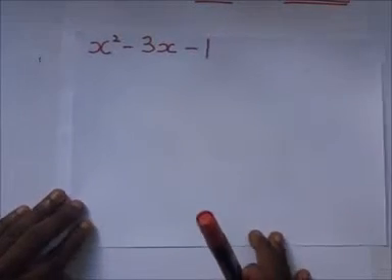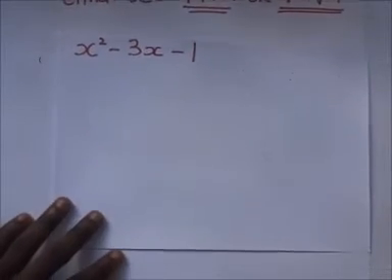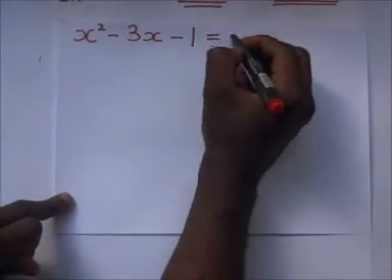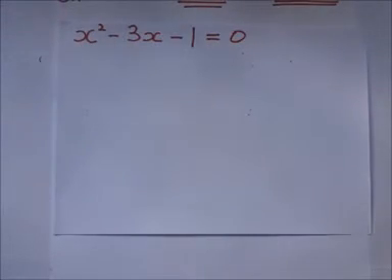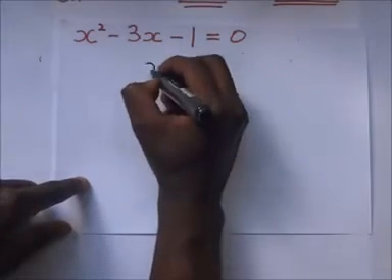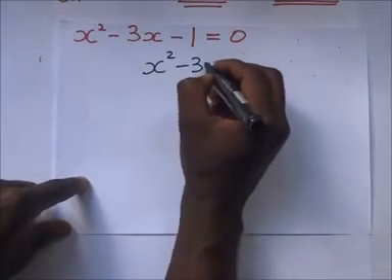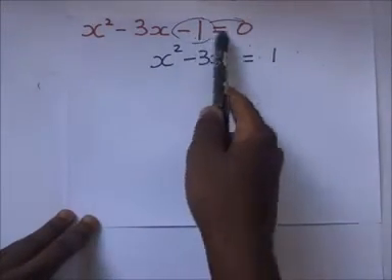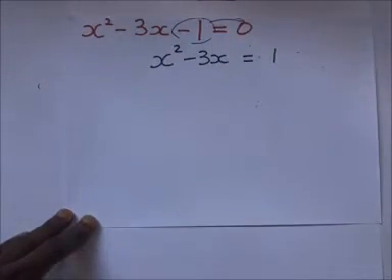In our next example, we are required to solve that equation while completing squares. So this definitely is equal to 0. So solving that using completing squares, it's still going to become x squared minus 3x minus 1 is equal to 0. So we are going to complete squares.